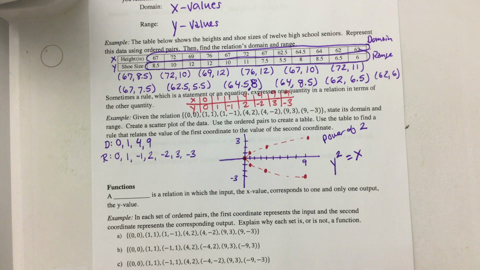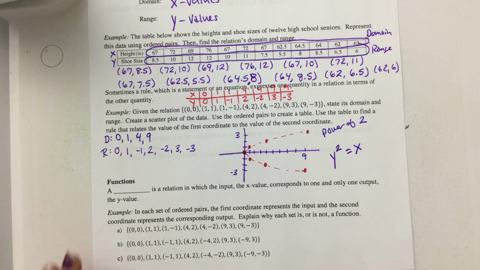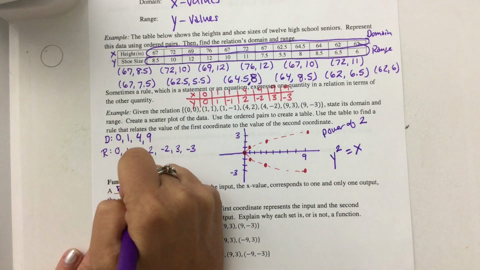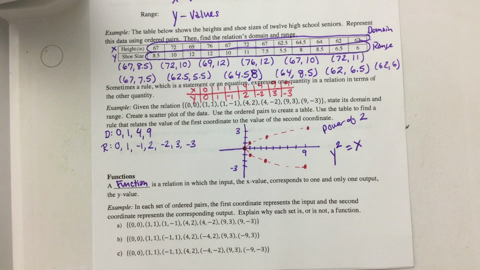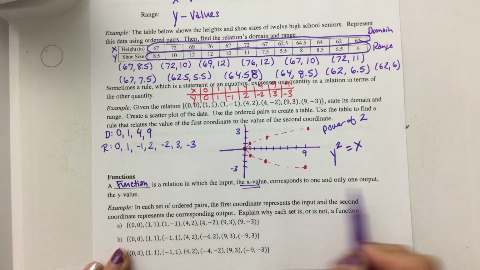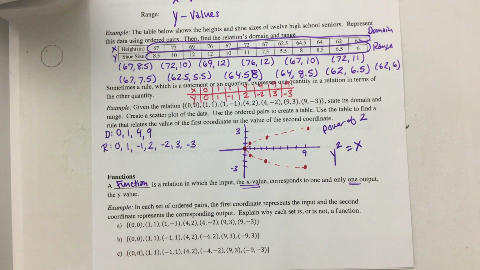Okay, last idea of the day, we're really going to go ahead and look at functions. A function is a relation. A relation is a set of ordered pairs, and it can be shown many ways: tables, scatter plots, ordered pairs. It is a pairing of an x and a y value. In order for it to be a function, each x value can occur only one time. That's the rule for it to be a function.